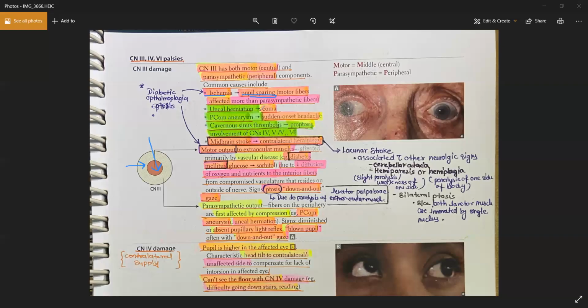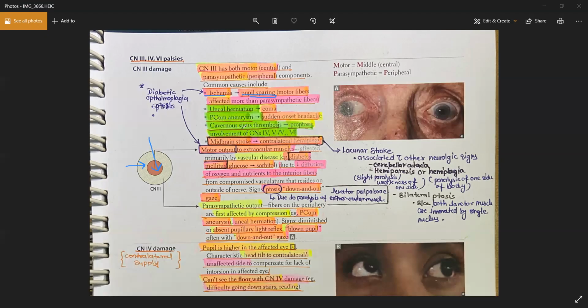You can have an uncal herniation, and you guys already know you can have a coma because of that. You can have a posterior communicating artery aneurysm, and that can again cause damage to the proximal area first. You can have a cavernous sinus thrombosis, and because of it you can have involvement of the fourth, fifth, sixth nerve, along with the third nerve also. So you will have a temporary proptosis. We'll discuss that later.